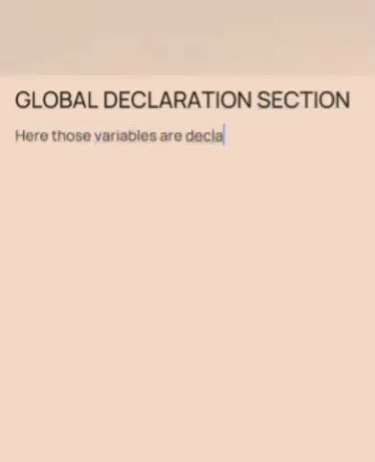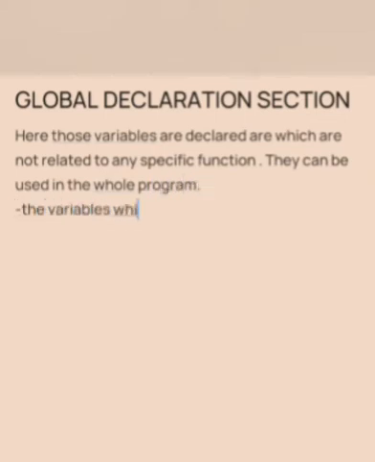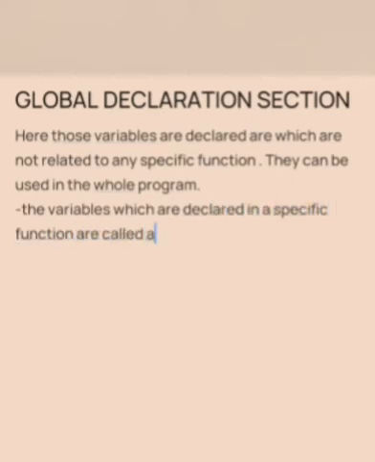Now let's see the second part, which is global declaration section. Here those variables are declared which are not related to any specific function. They can be used globally in the whole program. There is another set of variables which are declared in specific functions and are called as local variables. They cannot be used in any other function as the compiler would understand them to be undeclared for that specific function.